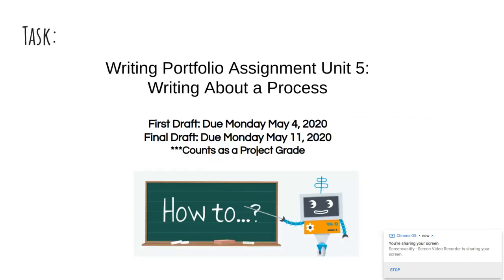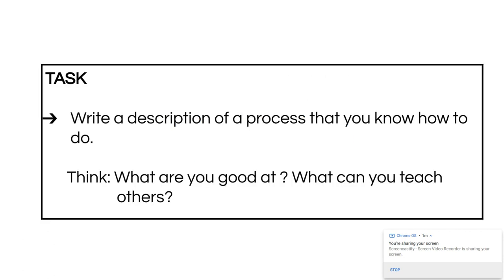So the first draft is due on Monday, May 4th. So that's 1 week from today. And this is the draft where I'm going to check and see what you need to fix, what you need to change so that you can get the best grade possible. The final draft will be due the following week, Monday, May 11th, and that will be counted as a grade. It's going to be a project grade, which means it's probably going to be the biggest grade of this quarter. So it's very important that you complete this assignment.